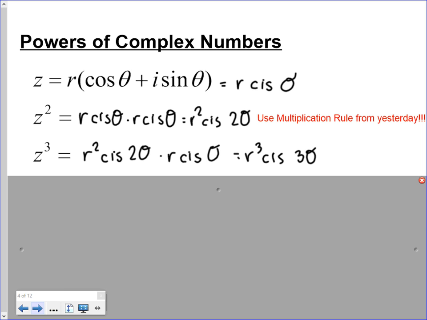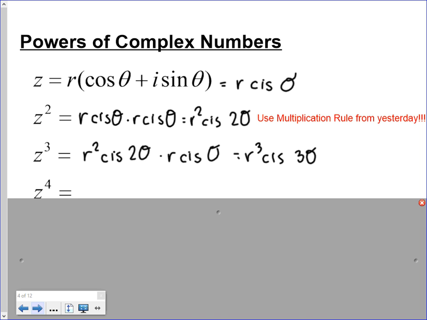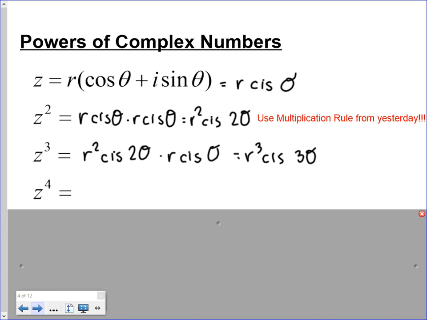In your mind, predict what you think z to the 4th is going to look like. We'll work it out just to verify that that's actually working, and then we'll write a rule. So I'm going to do z to the 4th next. There's 2 ways you could do z to the 4th. You could think about it like z squared times z squared, or you could just do z cubed times another z. Either way you work it out is totally up to you. I'll do z cubed times another z.